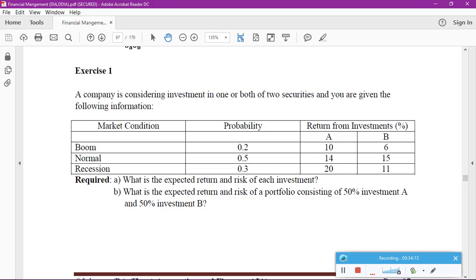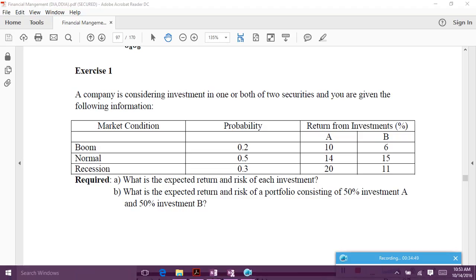Then probability. RA, what is meant by RA? R means return. Return on investment A, project A. Then we're going to have PRA, then RA minus RA mean. Then we have P times (RA minus RA mean) to the power of 2. So this is the working we have to do.